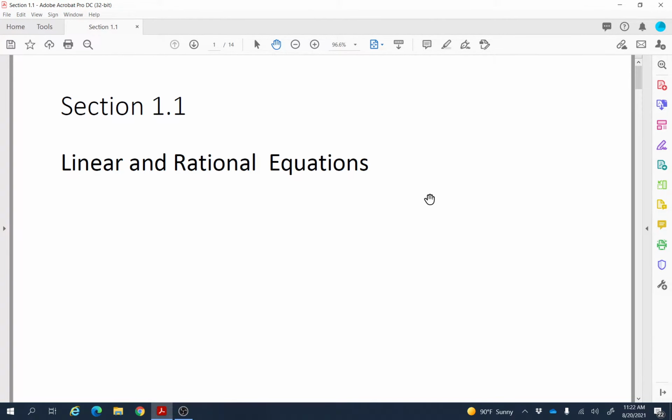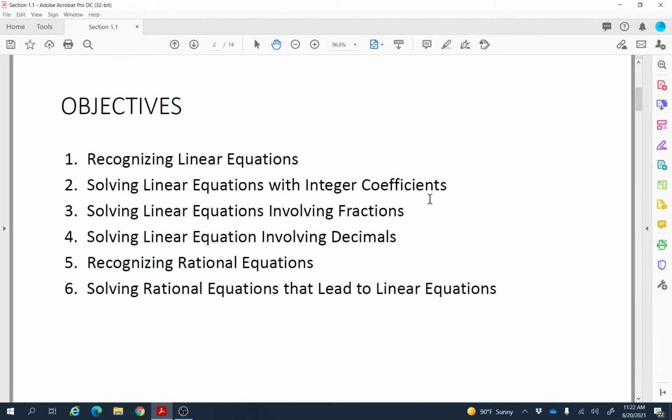Section 1.1, linear and rational equation. So in this section we're going to talk about equations, starting with the linear and then after that rational equation.